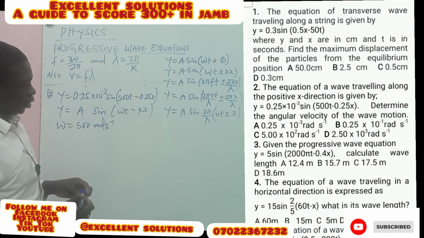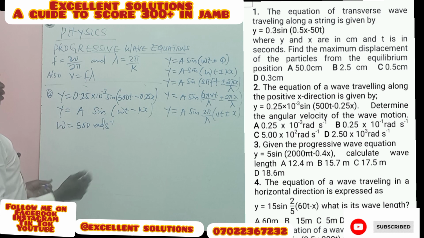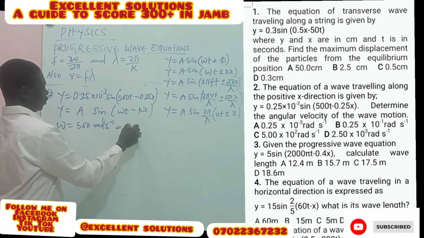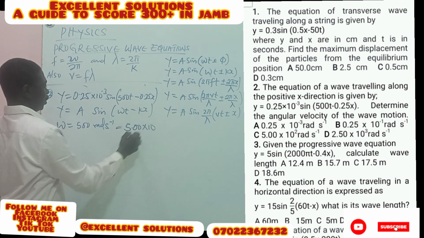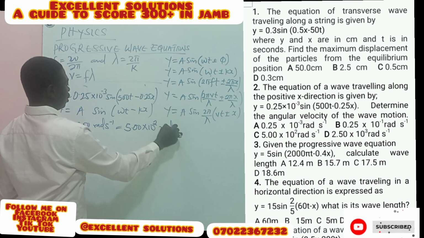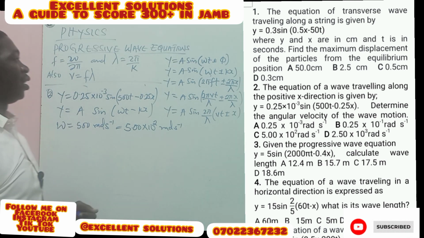So we look at the options. Option A, we have 0.25 exponential minus 3 rad per second. B, 0.25 exponential minus 1 rad per second. C, 5.00 exponential 2 rad per second. Since the answer is in exponential, we can make this equal to 5.00 times 10 raised to the power of 2 rad per second. And we answer this question. So the answer here is C.